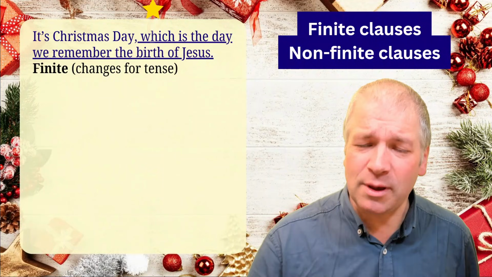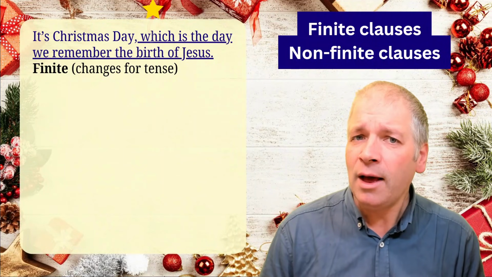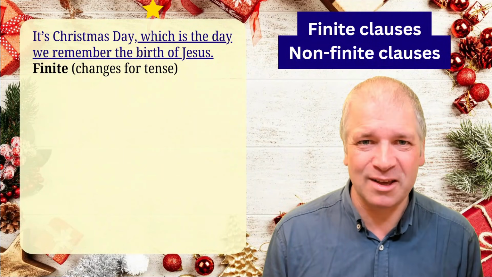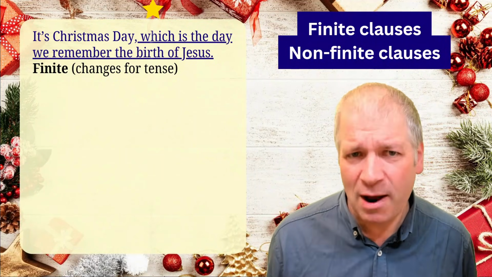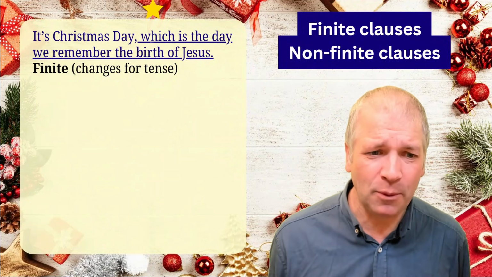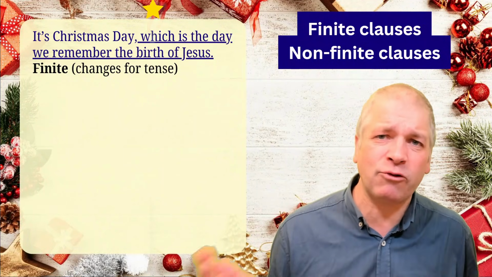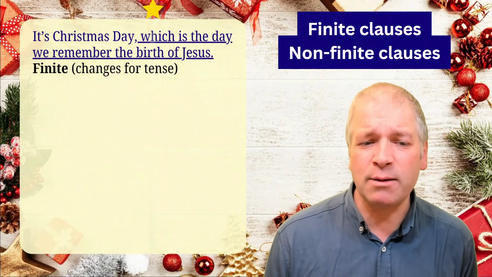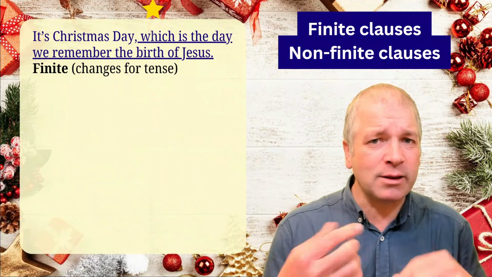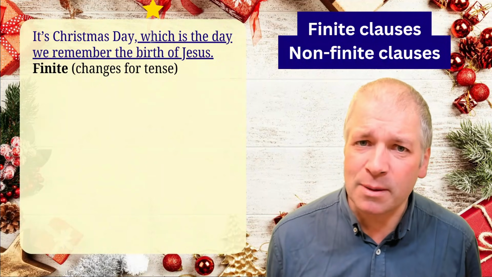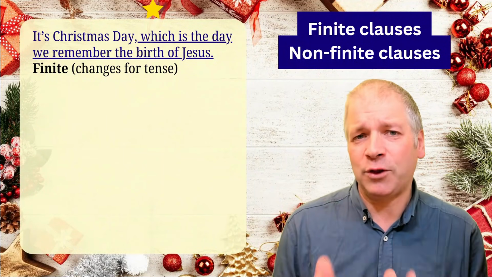A finite clause is a clause which changes for tense, and most clauses are like this. To some grammarians, all clauses are finite. If they're not finite, then they become a phrase. But grammar books vary on this. So in our first example, it's Christmas Day, which is the day we remember the birth of Jesus. This extra clause is a finite clause because it contains a verb that changes for tense. Which is the day? Well, the verb comes from to be, and it's the present simple in the third person. So we've changed to be here in order to have the correct tense.